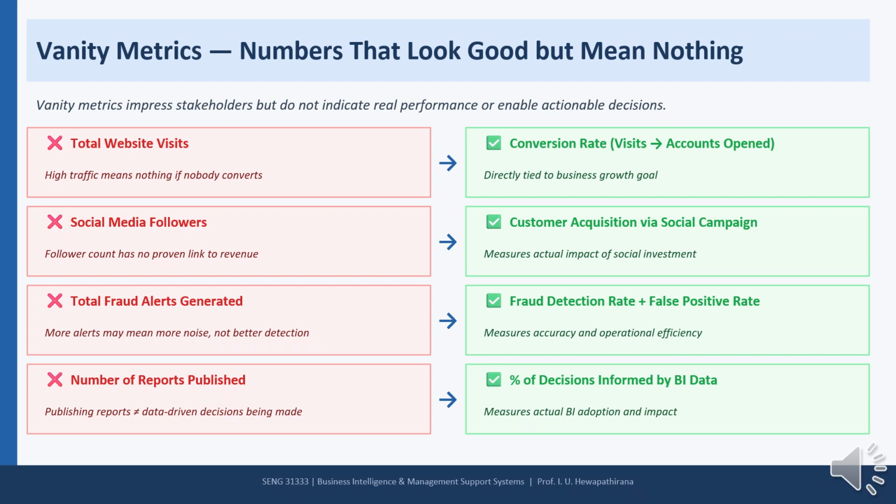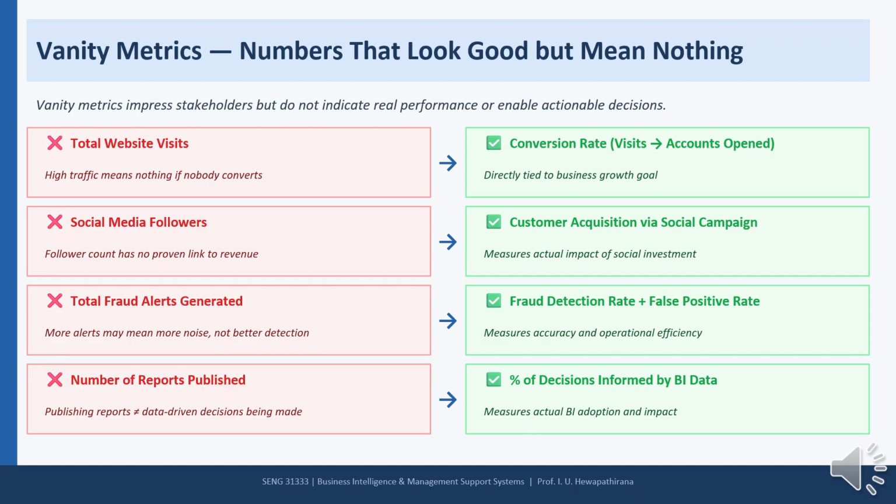incorrectly blocked? And fourth, number of reports published versus percentage of decisions informed by BI data. Producing reports is not the goal of business intelligence. The goal is to change the quality of decisions. A BI team that publishes 50 reports per month but whose work is ignored has achieved nothing. A BI team whose analysis directly shapes 20 major decisions per month is delivering genuine value.